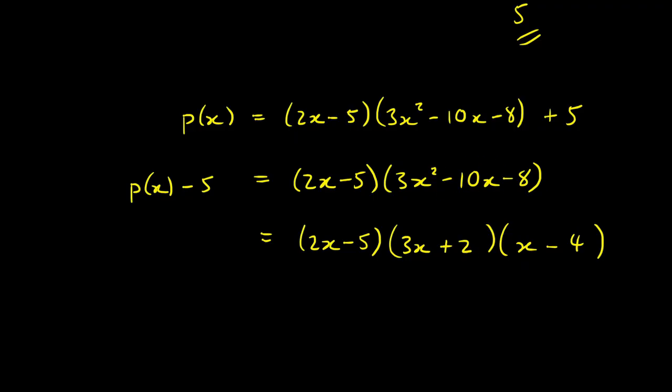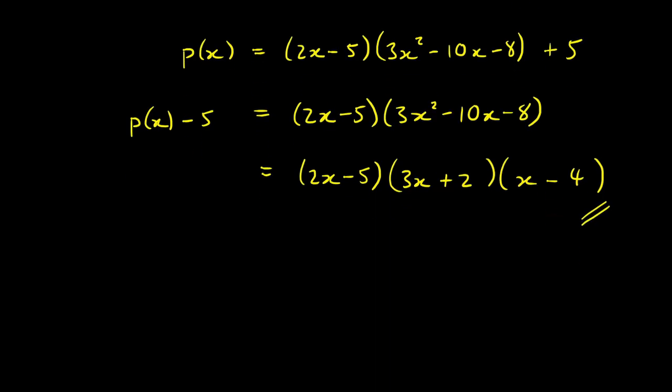Okay, so this here is p of x minus 5 written as the product of linear factors. So we've just done part B. Okay, so part B done. Now, what about part C?